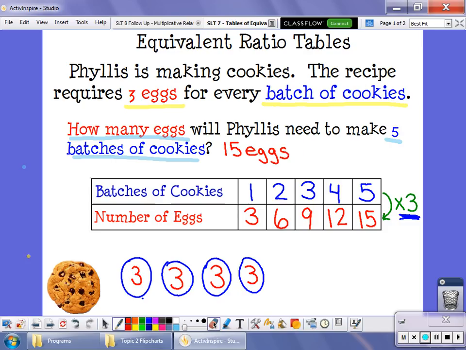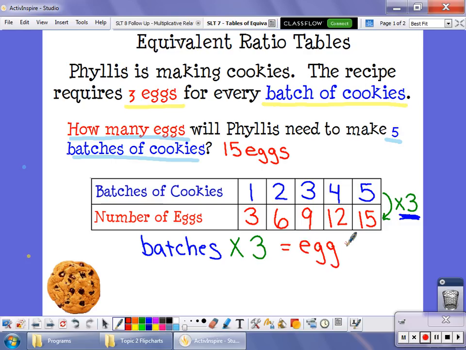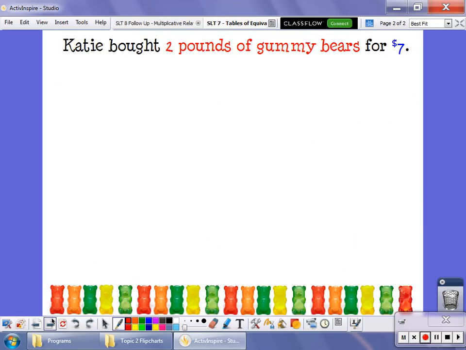Now, these tables, when we do them, they have rules. And so we can write the rule for this table using words. She has the batches of cookies, so we'll just call that the batches. However many batches of cookies she's making, we're going to multiply that by 3, and that will give me my number of eggs. And that's how we would write the rule for this table. Let's take a look at another one.